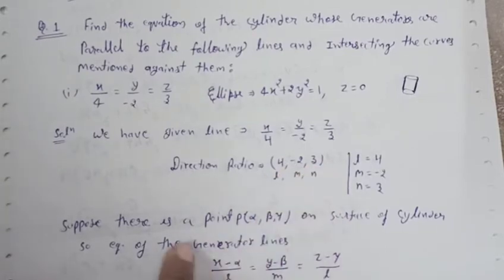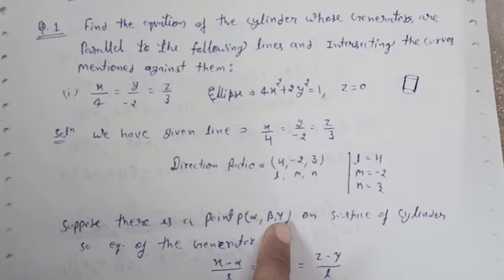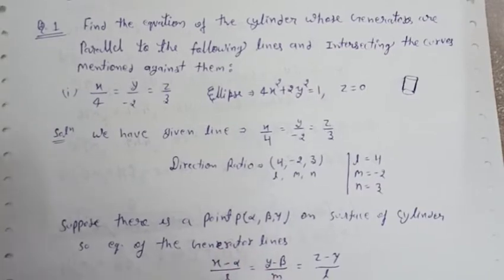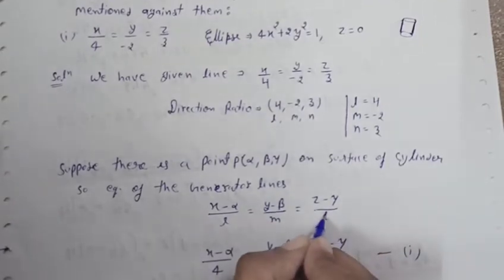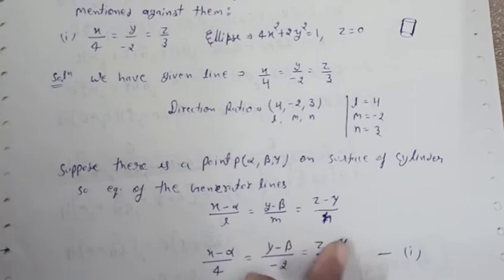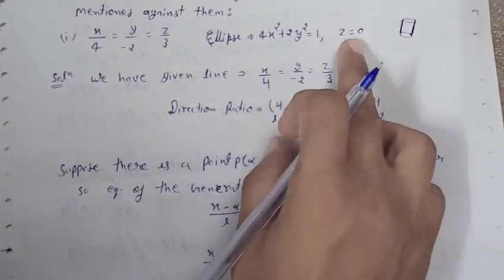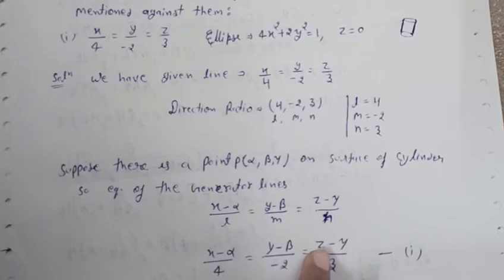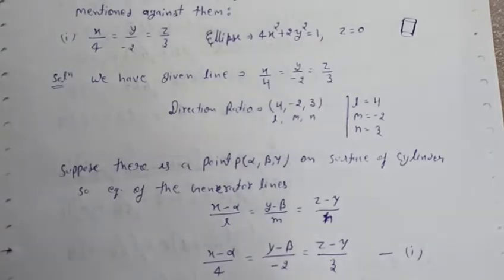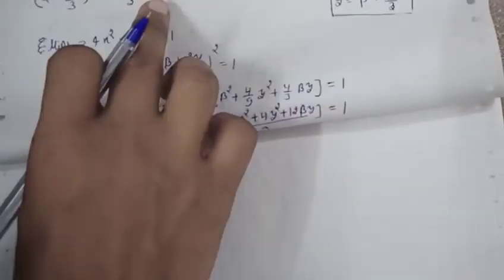So just put the value of l. So here it is the value, and this equation intersects z is equal to 0. It means this equation passes through z is equal to 0. So just put z is equal to 0 in this equation. Now find the coordinates, it means find the values of x, y, z. So here are the values of x, y, z. Okay, and this point intersects this ellipse. I can say that this ellipse passes through this point, or this ellipse intersects this point. You can say anything. So just put the values of x, y, z in this ellipse equation.